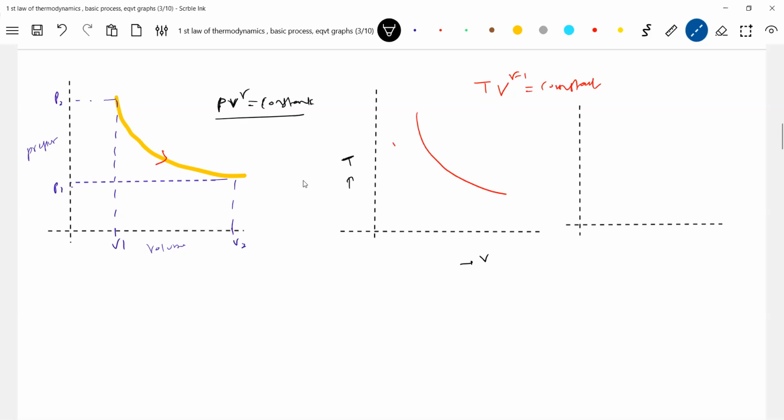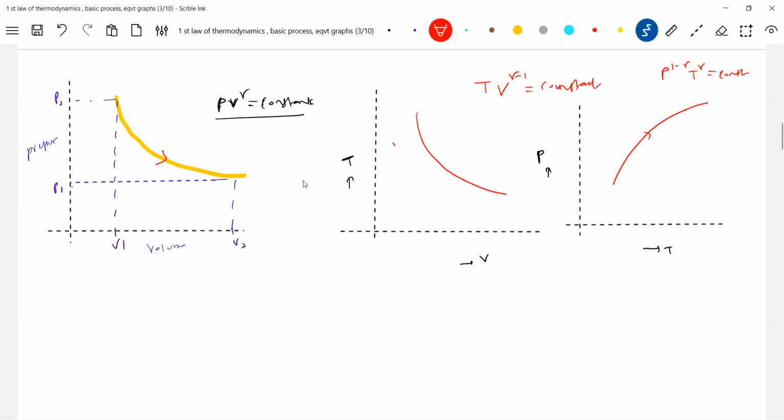Similarly, we'll go for the pressure versus temperature graph. There's a pressure, there's a temperature. So the curve will be like this. Any formula for this? P to the power of 1 minus gamma times T to the power of gamma equal to constant. I think they are going to help you a lot when you're plotting equivalent graphs.